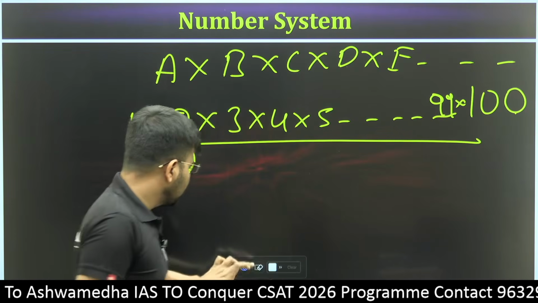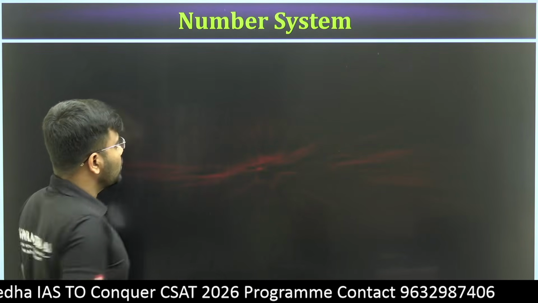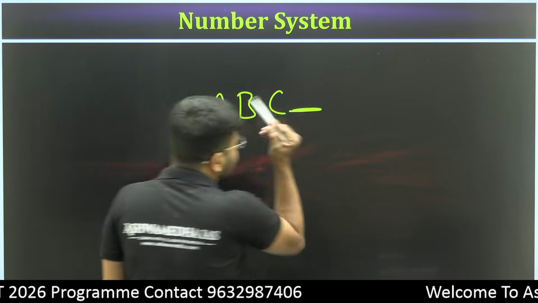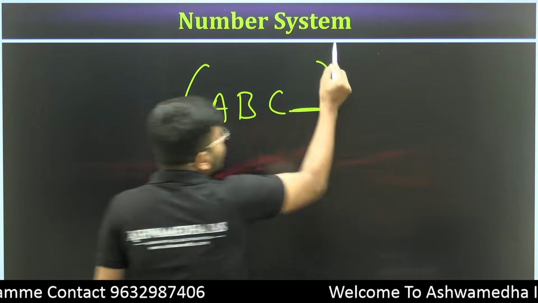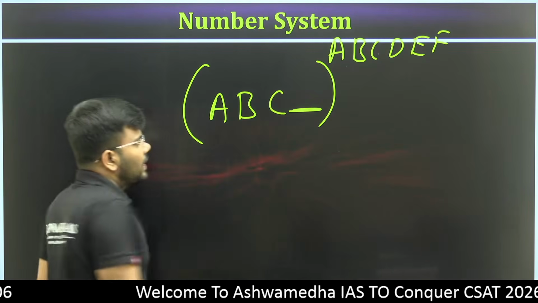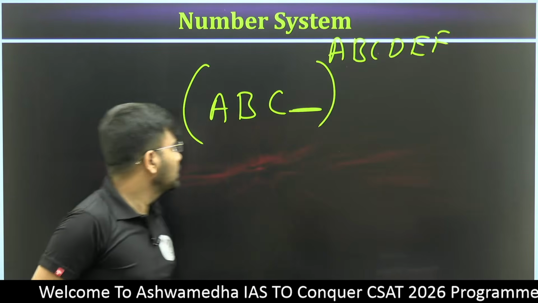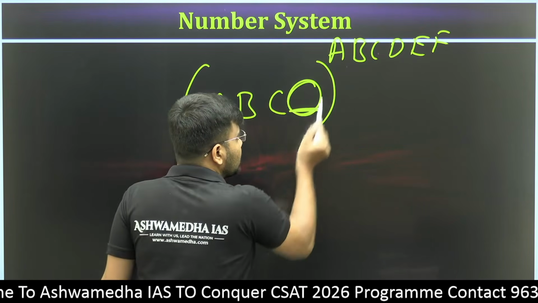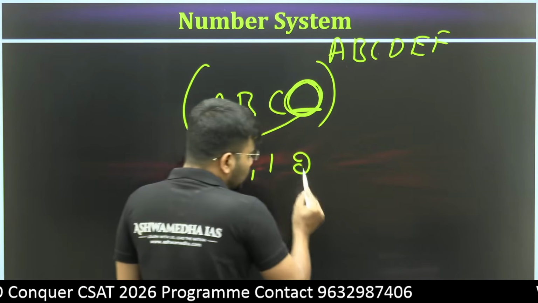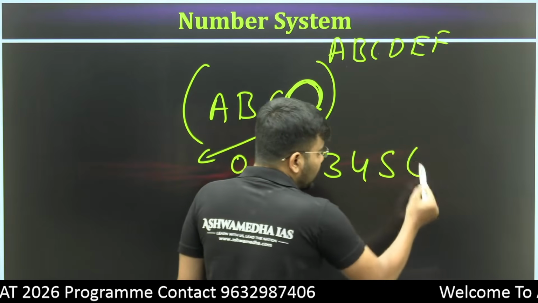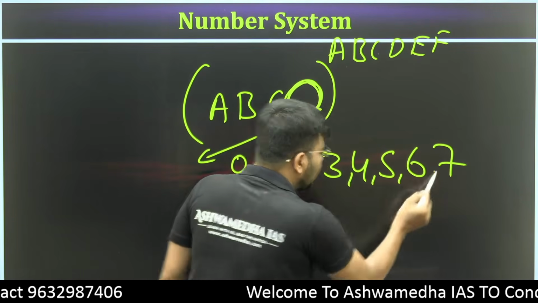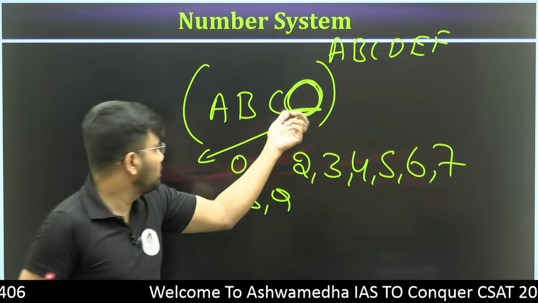Okay, one thing. Now if they ask you to find out the unit digit of a number given as any number to the power of any number, in this unit digit, what are the digits I can put? 0, 1, 2, 3, 4, 5, 6, 7, 8, 9. These are the only digits I can put in this place. Yes or no? Yes.